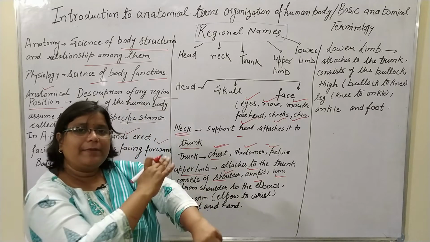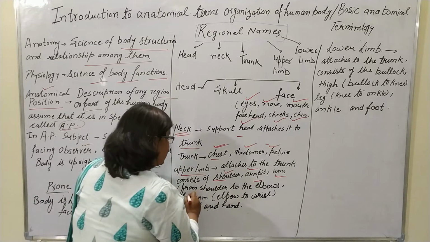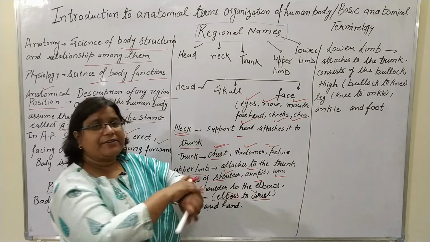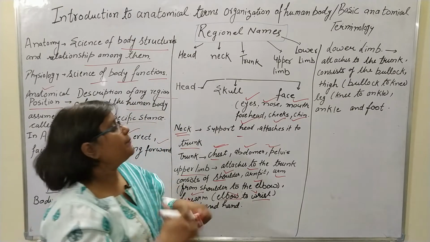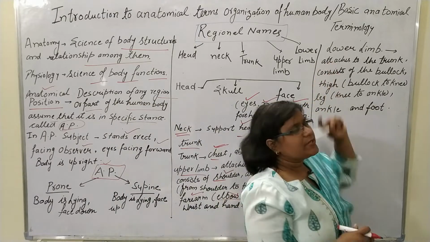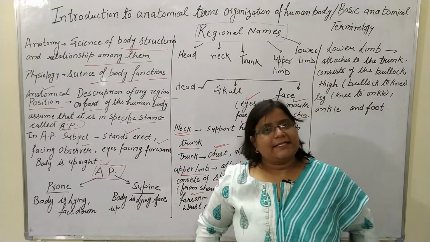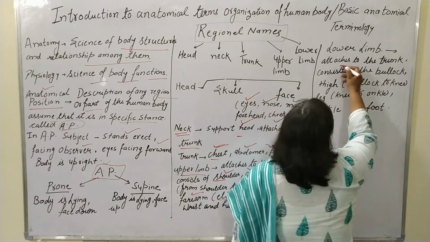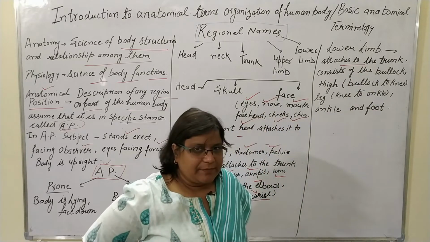Now the forearm, elbow to the wrist, and wrist and hand. Now the next one is the lower limb. The lower limb is our leg system. The lower limb attaches to the trunk through the pelvic region.